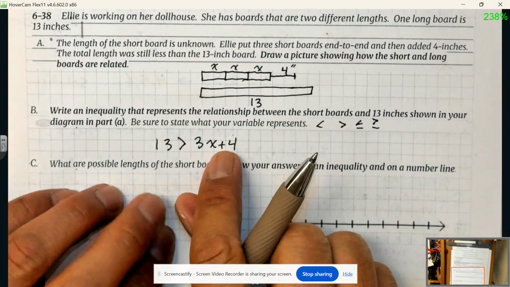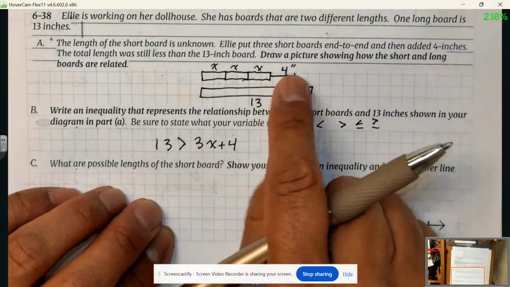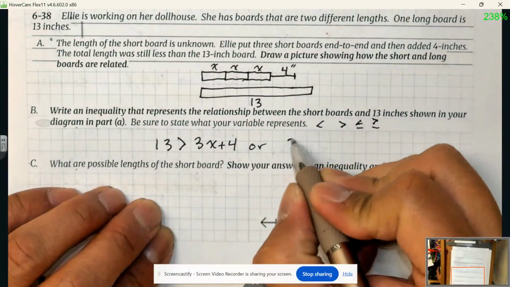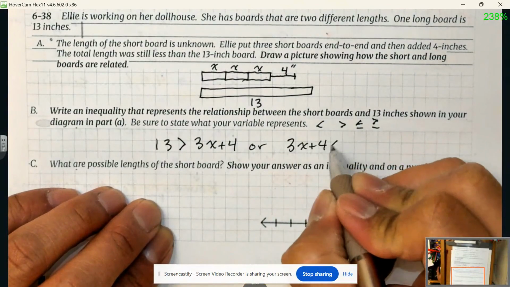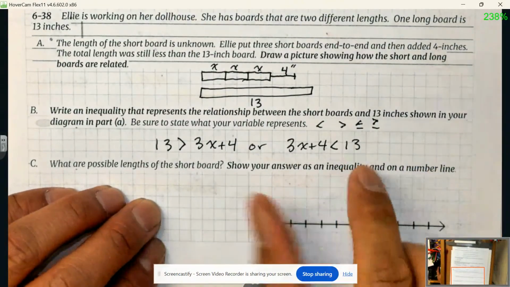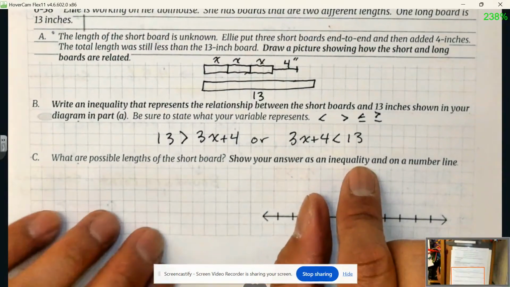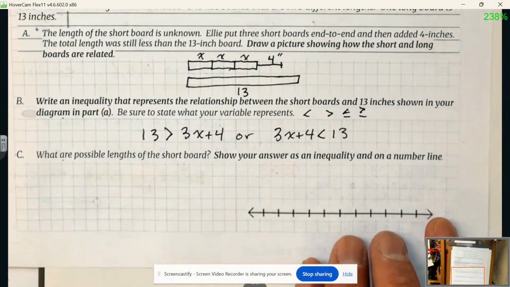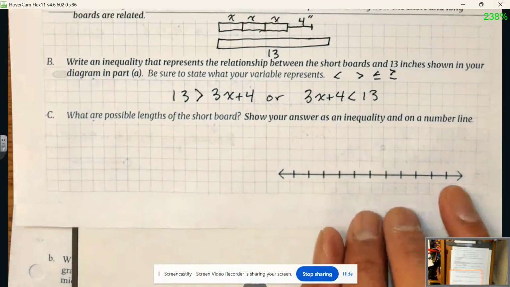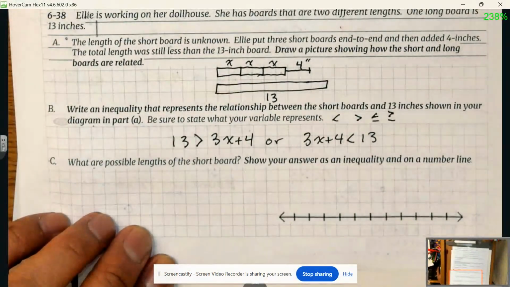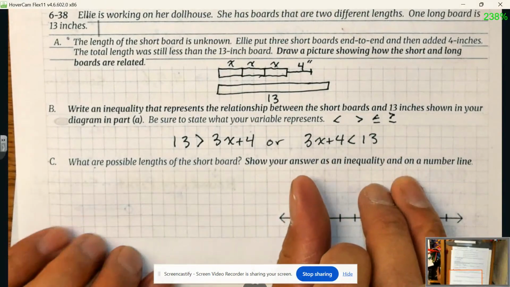Another way we can look at it is we can say that 3x plus 4 is less than 13. Because we know that the 13 is longer, it can go either way. We can use either inequality. So what are possible lengths of the short board? Now we're going to come up with a solution or two so that we will be able to graph this. So show your answer as an inequality and on a number line.